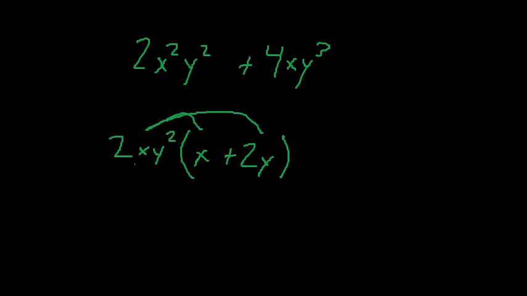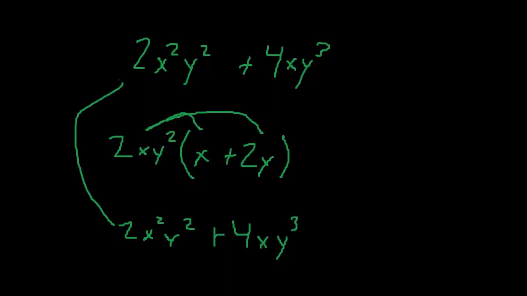So here 2xy squared times x gives me 2x squared y squared, and then 2xy squared times 2y gives me plus 4xy cubed, which is exactly what we started with. So this indeed was the correct factorization. So this is our answer.